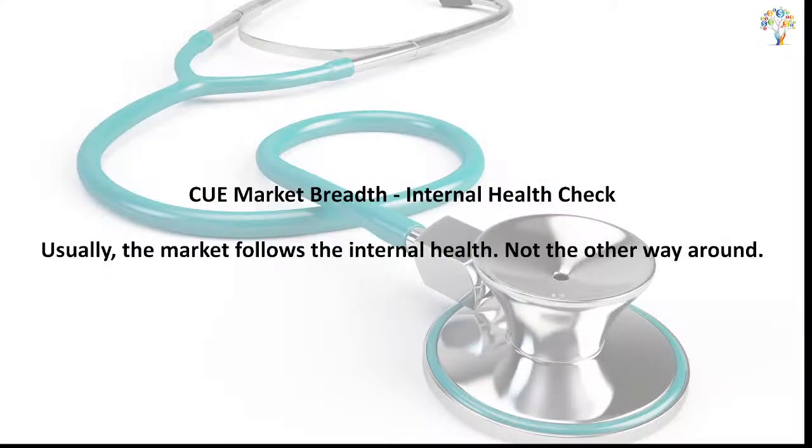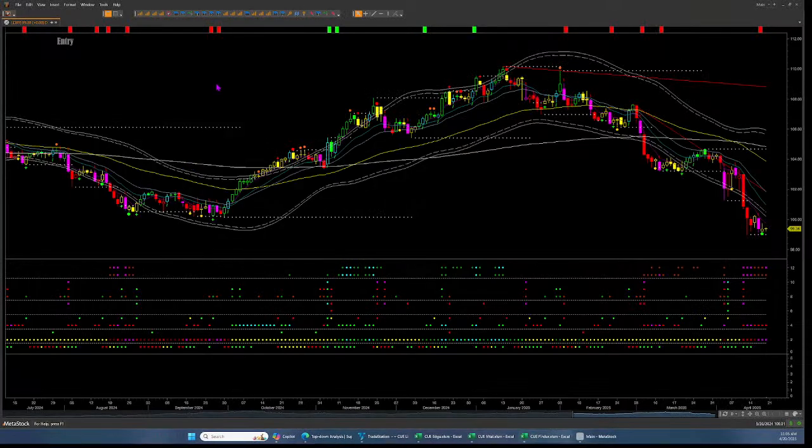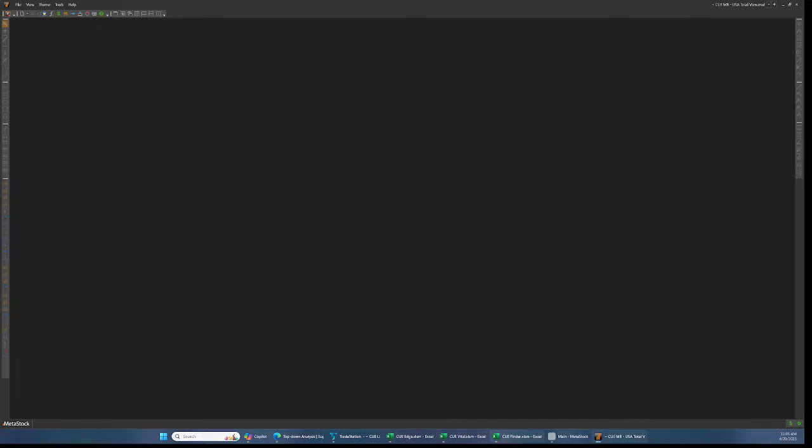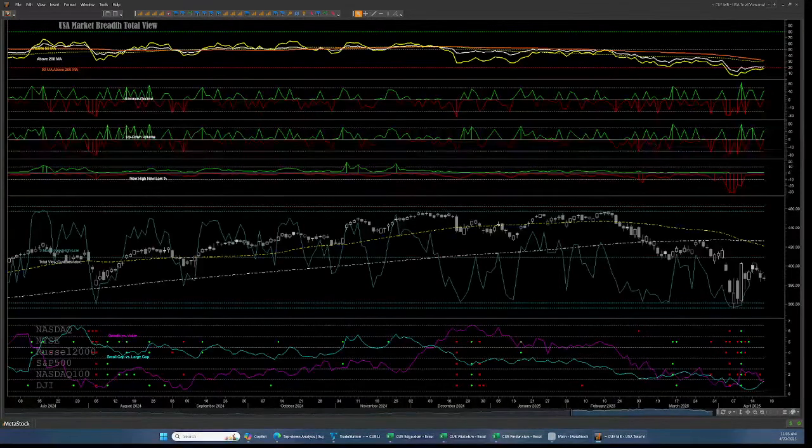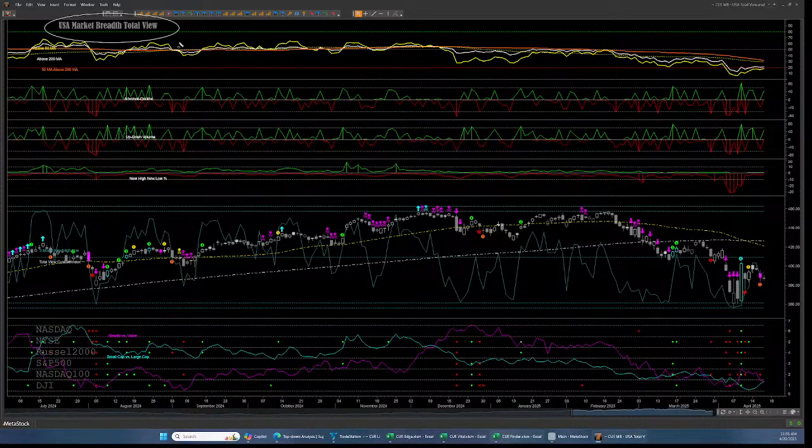Market breadth internal health check. Usually the market follows the internal health, not the other way around. Total view, the broadest view of the market.